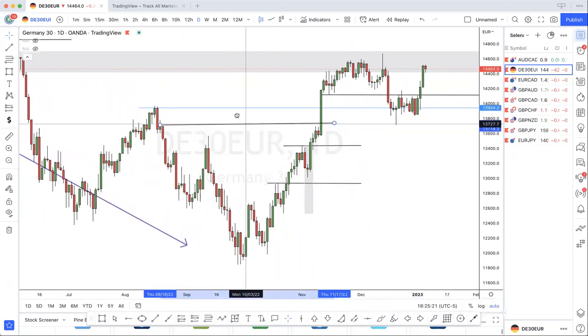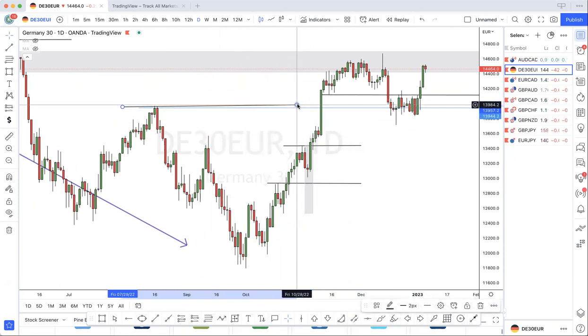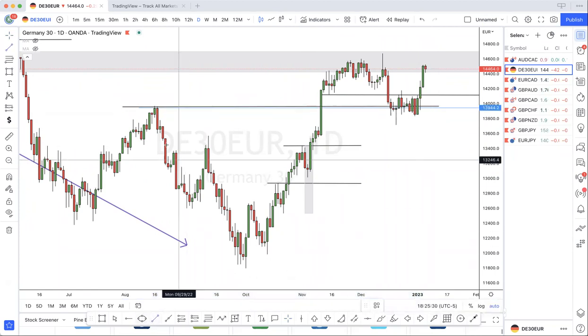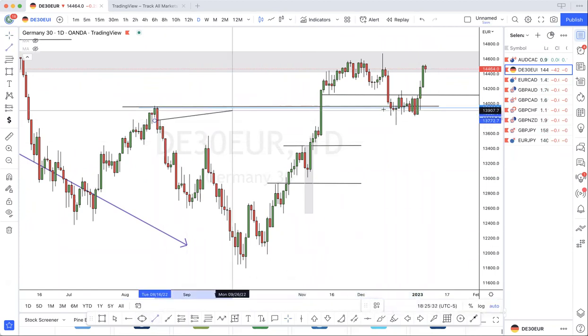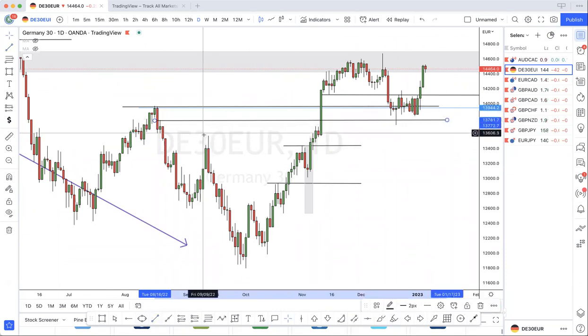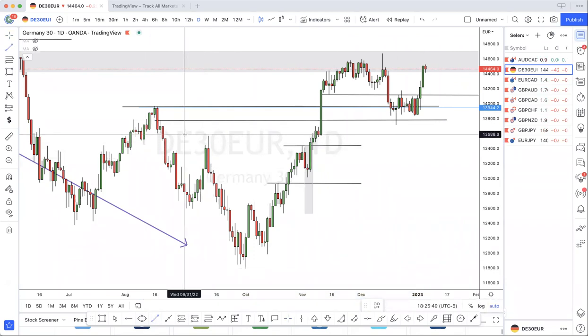Y'all know how I do. So once it breaks, right, what am I looking for? My violated order blocks. This is violated order block number 1. This is violated order block number 2. And then this is violated order block number 3.